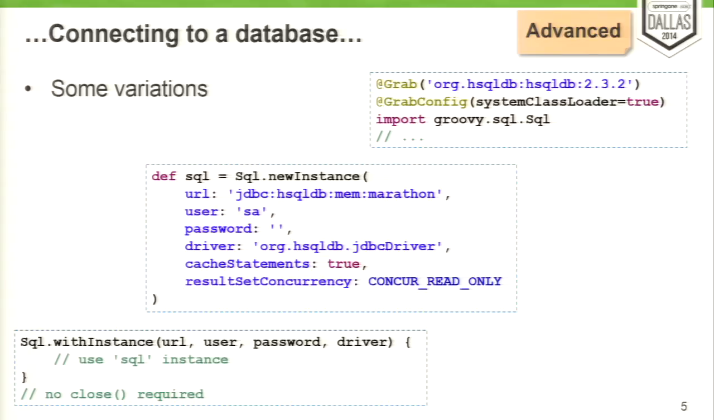Then you can put grab, which is one of the annotations in Groovy, put in a URL, a Maven repository URL or an Ivy repository URL, and there's a little bit of magic you need to do here. System class loader equals true.